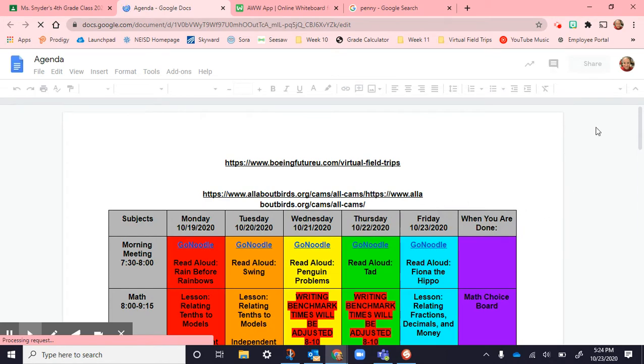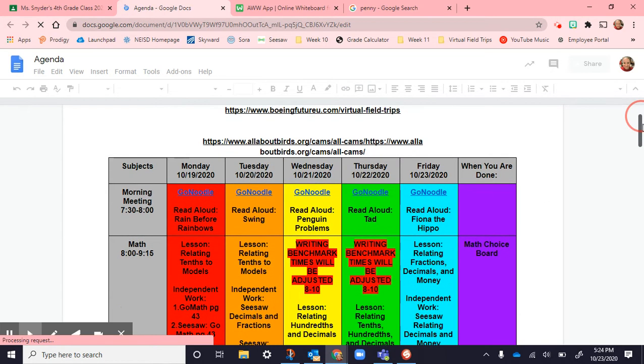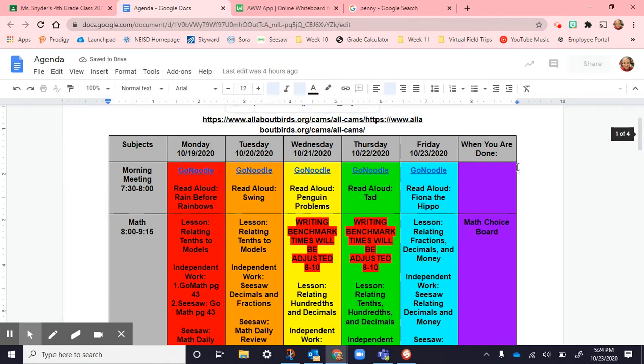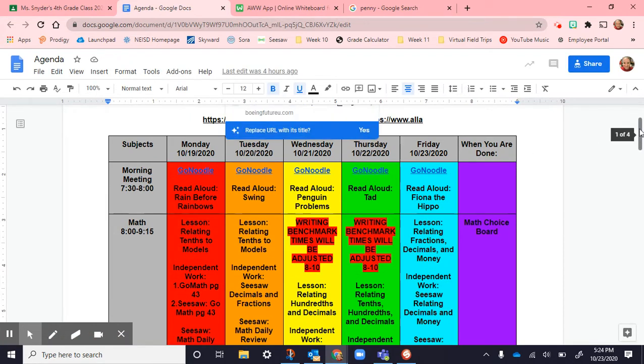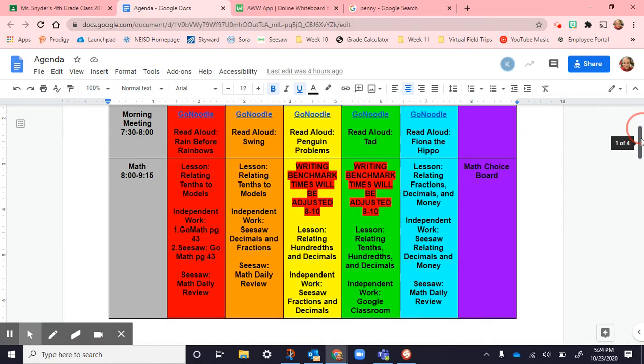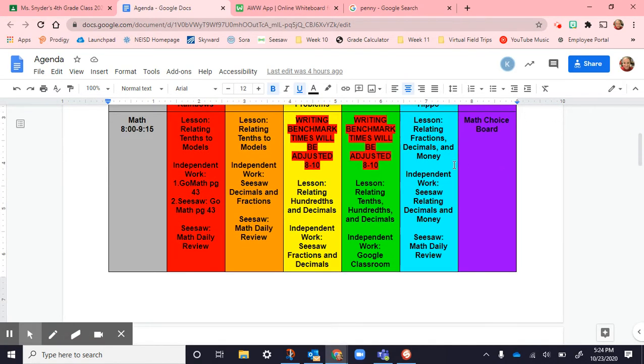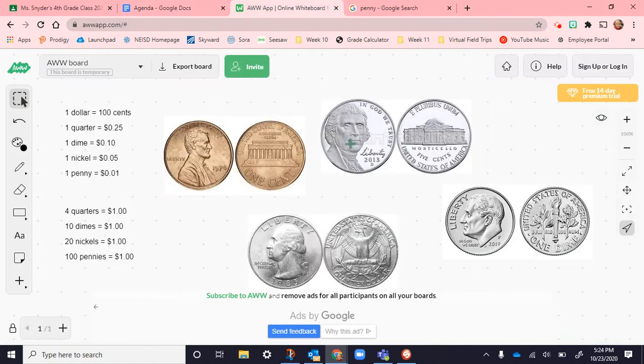All right, so we started our day off with our morning movement. We read the story of Fiona the Hippo and learned all about Miss Fiona. And then we talked about fractions, decimals, and money. And so we kind of made a connection between all the decimals and everything that we've been talking about with money. And so we did a review.